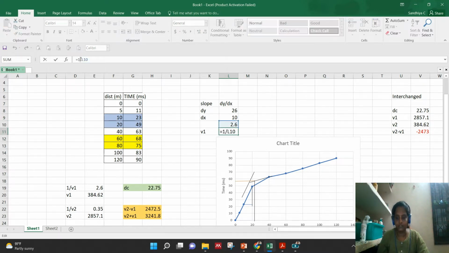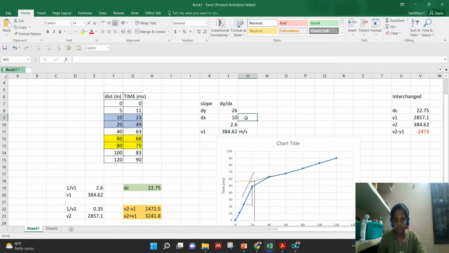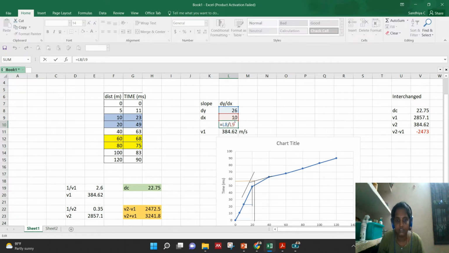So we have to multiply this with 1000. Then the value will come in meter per second. When we do this, dy by dx has 10 power minus 3, so it comes to the numerator. I don't want to do it again and again. So into 1000 I have multiplied to convert that into meter per second.